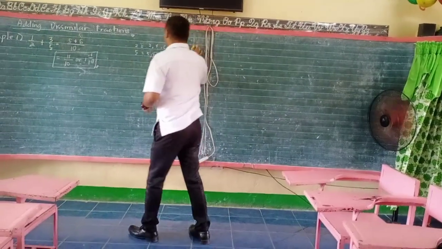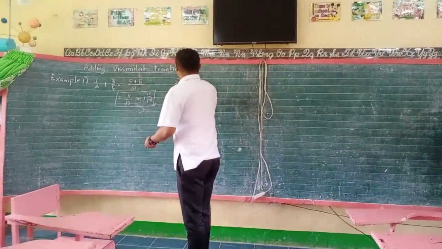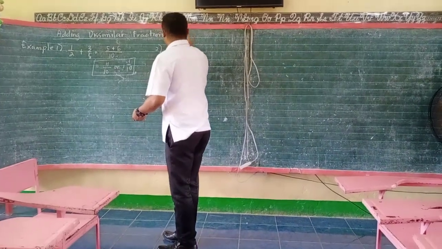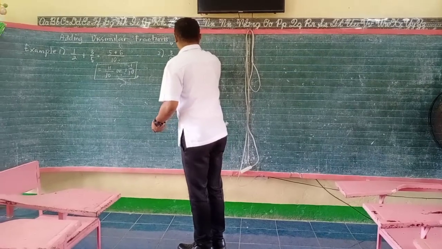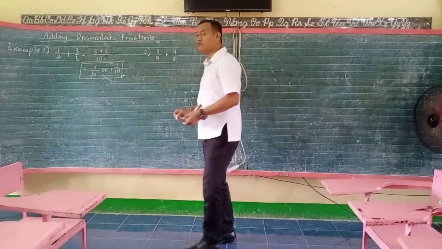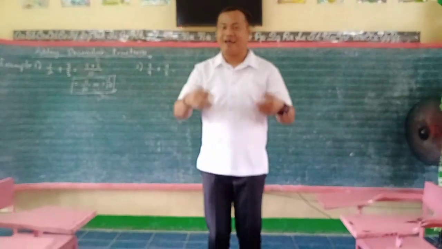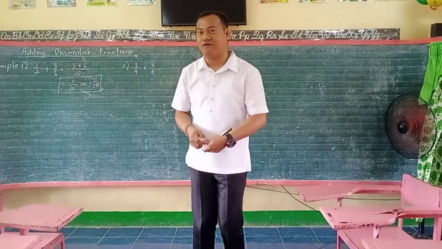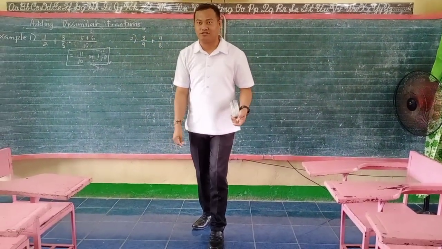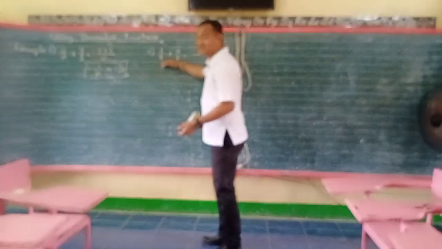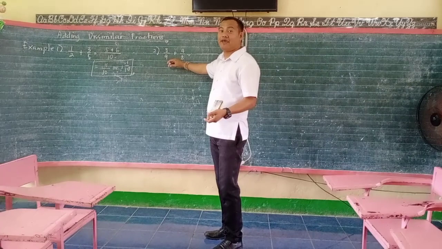So this time, let's have another example. For our second example, we want to add 3/9 and 4/8. So we want to find the sum of 3/9 and 4/8. Again, we apply the rule in adding dissimilar fractions, that is getting the LCD, or changing them into similar fractions. So let's identify the LCD of the denominators by getting the LCM.